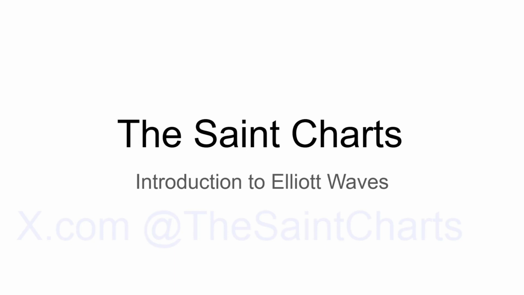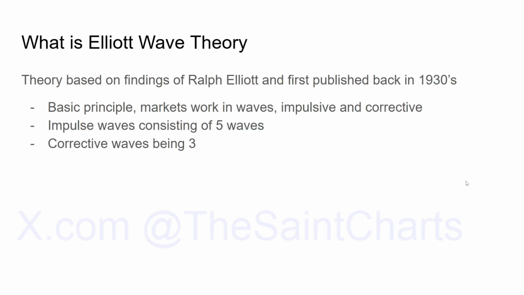This is the first educational video and an introduction to Elliott Waves. So we'll just get started. What is the Elliott Wave theory? It is a theory based on the findings of Ralph Elliott, first published back in the 1930s. The basic principle is that the market moves in waves, impulsive and corrective. Impulse waves consist of 5 waves, and corrective waves, keeping things really simple, are 3. That is the basic structure of the market.